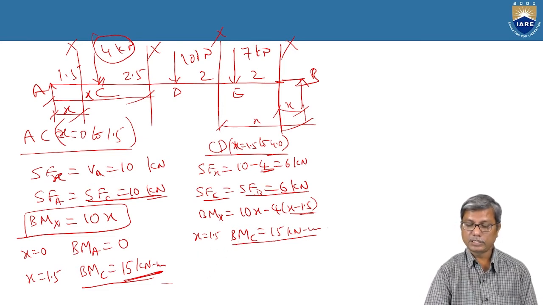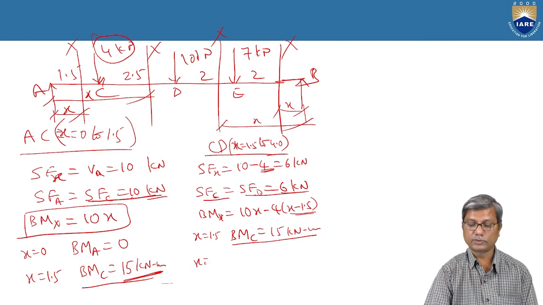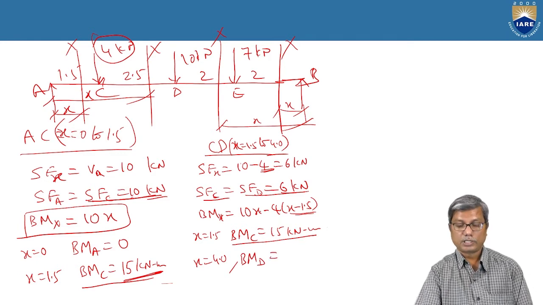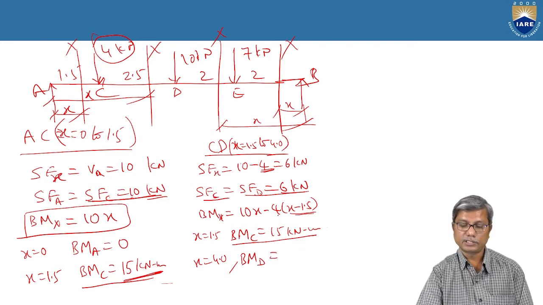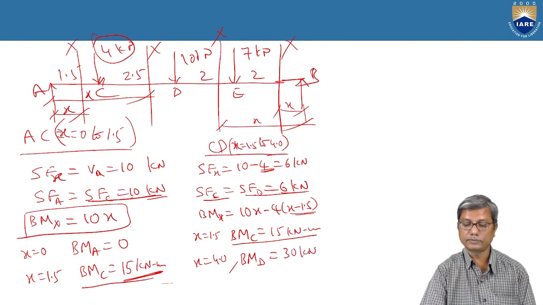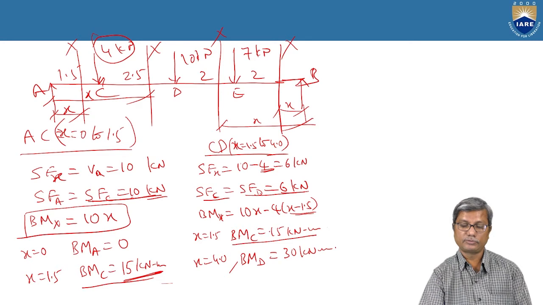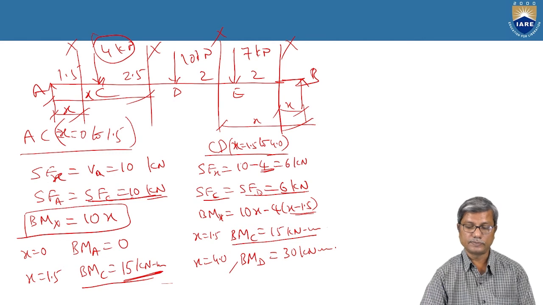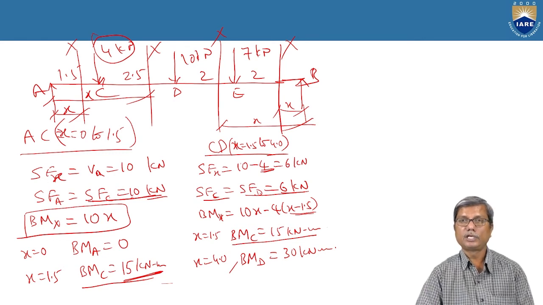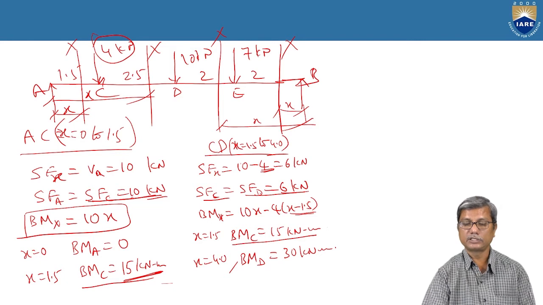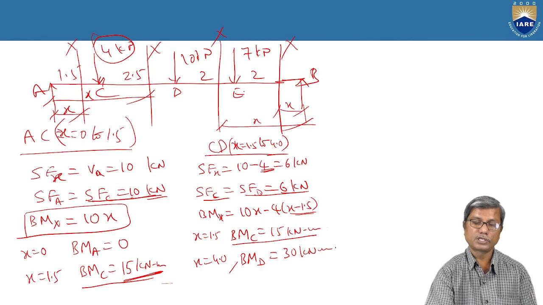So now bending moment at C is 15, and at x equal to 4, bending moment at D is 10 into 4, 40, minus 4 into 2.5, 10, that is 30 kilonewton meters. So that means the bending moment varies linearly from 15 to 30 between C and D. In a similar way, we consider the sections at E and B in portion EB and also in portion DE.